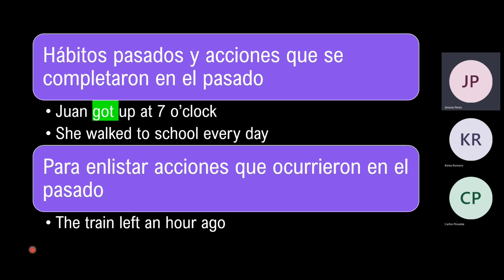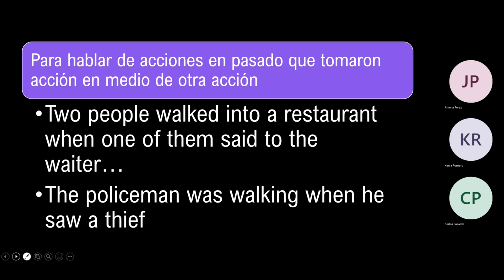So do you have any other questions, comments here about the uses? It's really easy. So the last use is to talk about actions that were in the past, and these actions stop with another action. For example, two people walk into a restaurant when one of them says to the waiter.